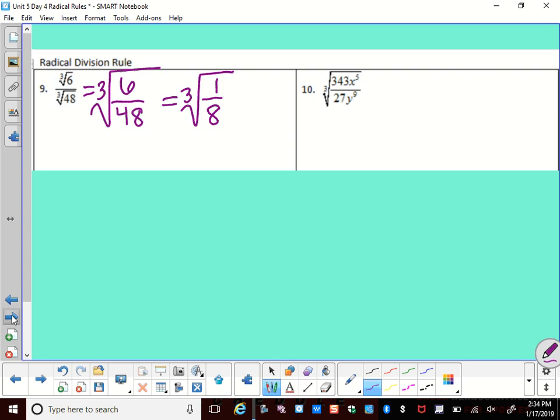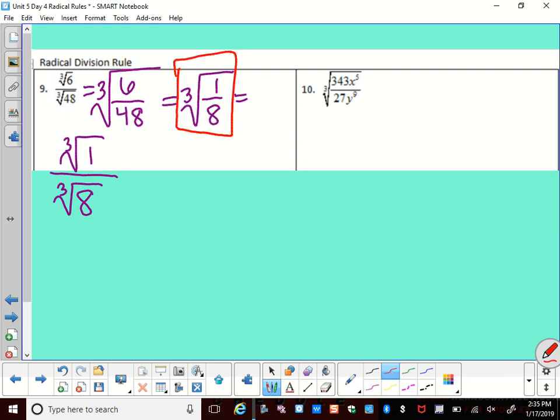The reason we do that is because I can separate it, the cube root of 1 divided by the cube root of 8. Actually, leave your answer like this. Once you get your fraction, you can leave it like that. The cube root of 1/8.